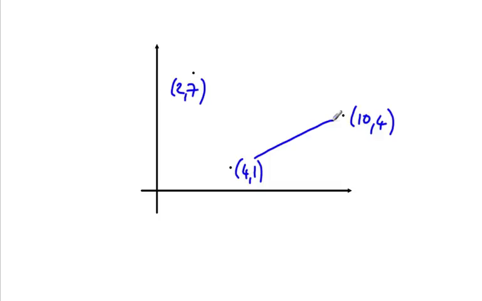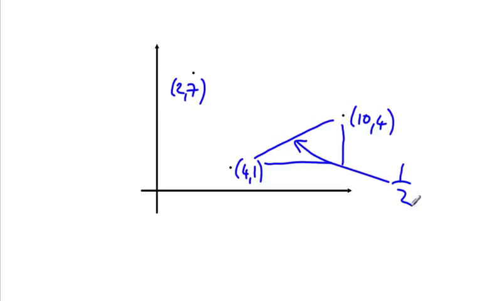Rise over run. The rise is 3. The run is 6. 3 over 6 is the gradient, which is a half. Now, that's the gradient of the side of our triangle. It's not the gradient of the perpendicular bisector. So what's the gradient of the perpendicular? Minus 2. Absolutely right. Flip it over, put a negative in front.